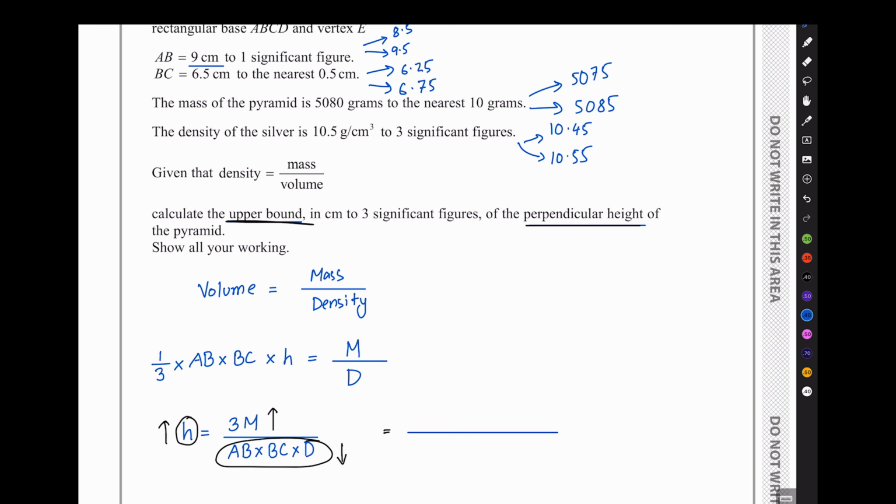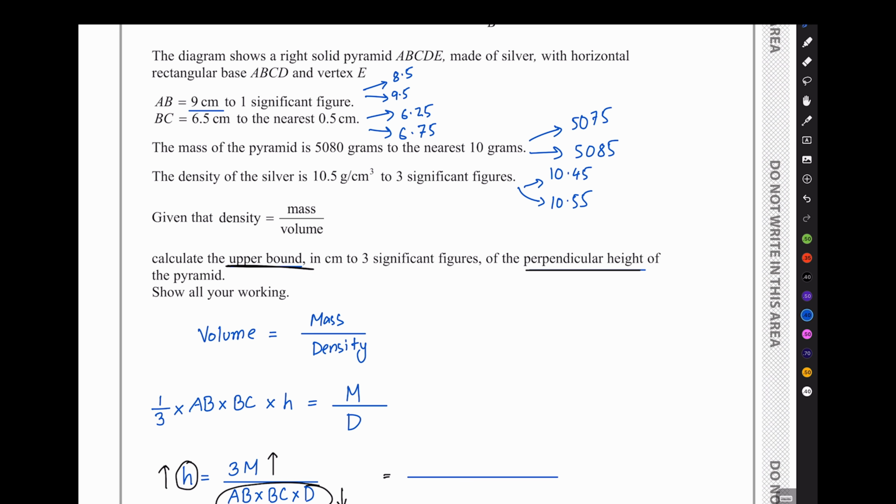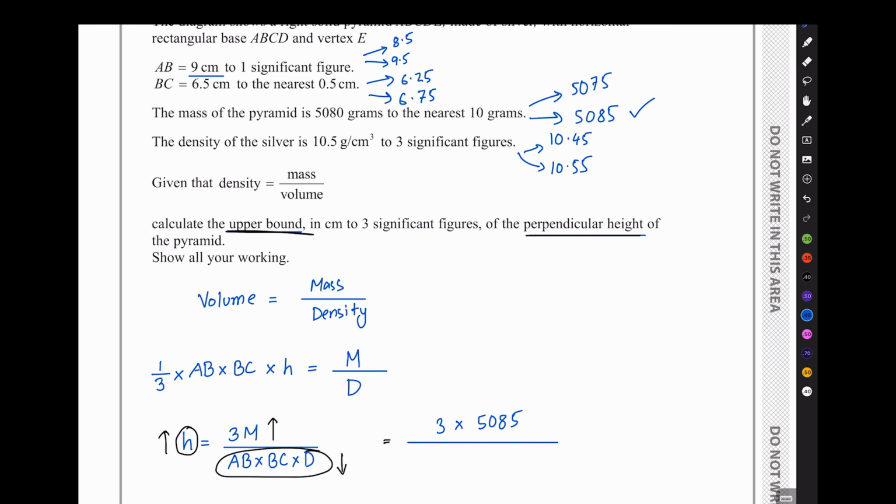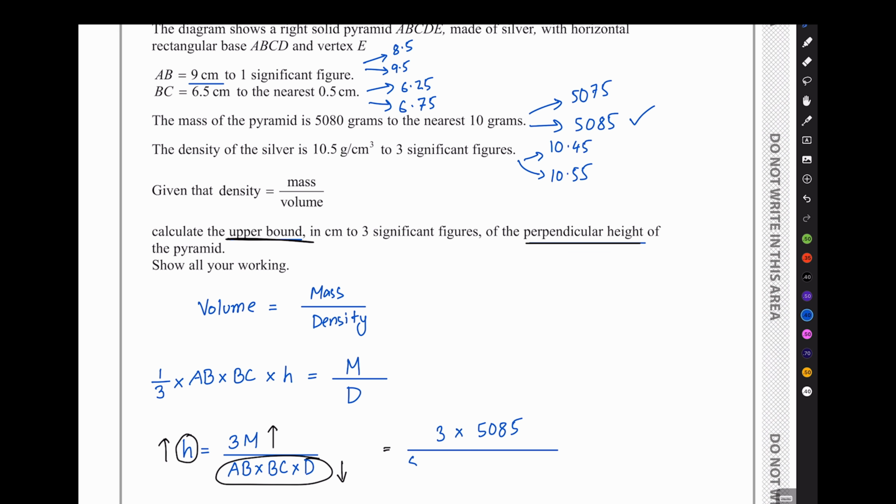So I need to find the maximum value of the mass, and the maximum value is 5085. Divided by the minimum value of AB, which is 8.5, multiplied by the minimum value of BC, which is 6.25, multiplied by the minimum value of the density, which is 10.45. The units are consistent as well, so I don't need to look at them.